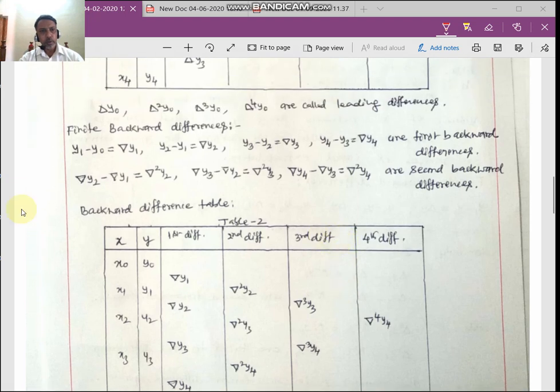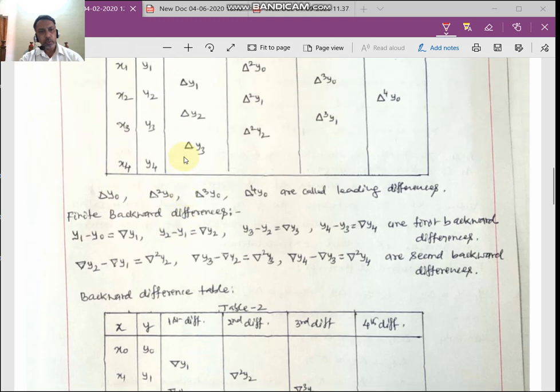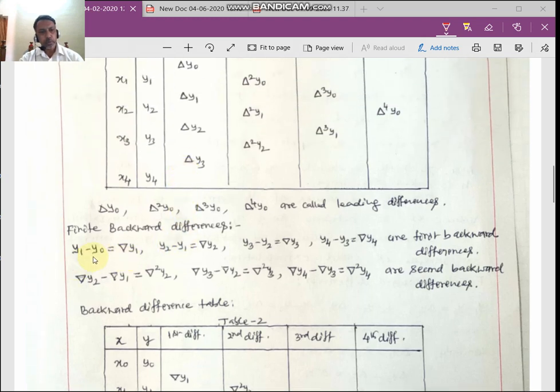And then backward differences, finite backward differences. Let us obtain the differences as follows. y1 minus y0 difference is represented by a symbol called inverted del, ∇y1. Also, y2 minus y1 is denoted as ∇y2. y3 minus y2 is equal to ∇y3. y4 minus y3 is equal to ∇y4. These are the first backward differences.